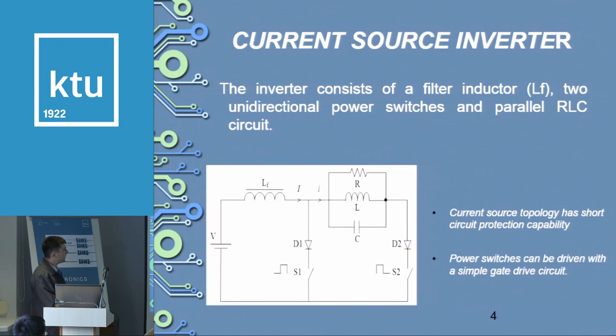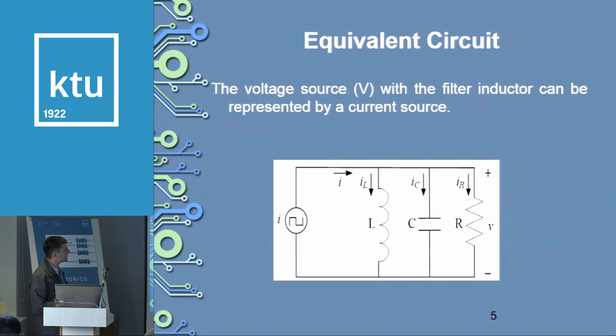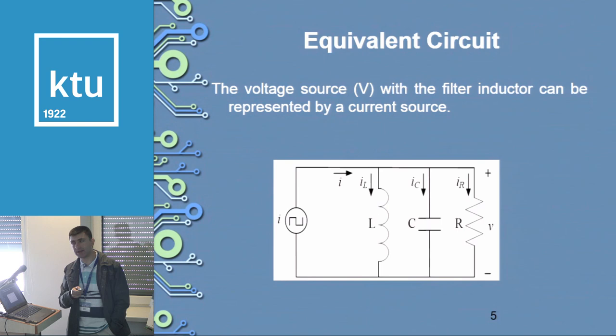One of the main advantages of the current source inverter is the short circuit protection capability, and the power switches can be driven with simple gate drive circuits because all the switches are common mode. They have a ground connection. The equivalent circuit of the parallel resonant inverter can be drawn like this. The voltage source and filter coil can be modeled as a square wave current source, and the parallel resonance circuit is the same.